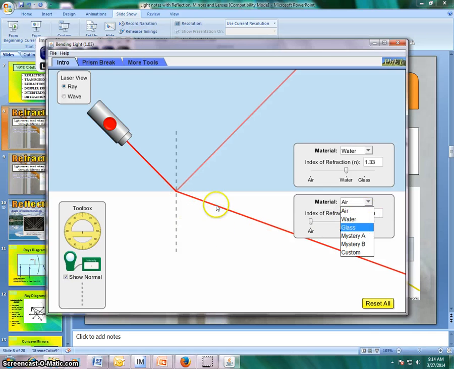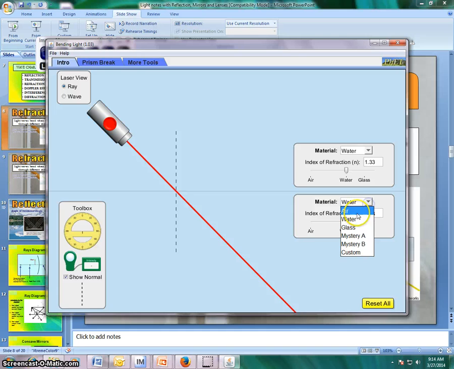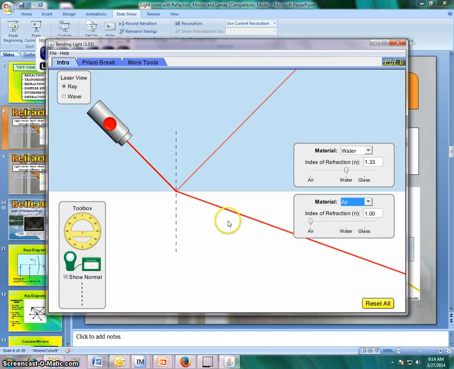So something about that light bending is going to help us to determine what these materials are and their relative index of refraction. If we go back to water, and then we go to air, you see it bends away from the normal line. So in the next video, we'll figure out how to relate the index of refraction of one medium to the other as they pass through an interface.